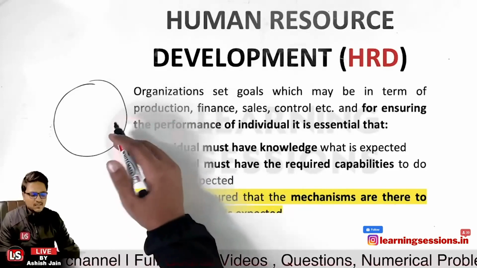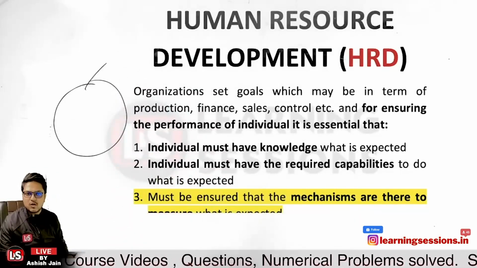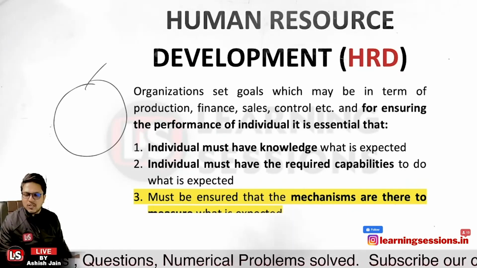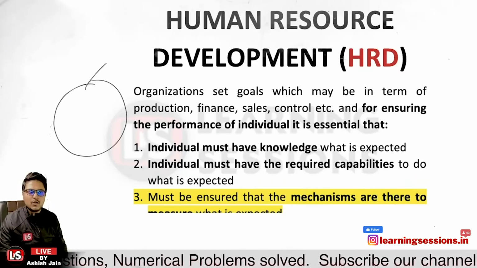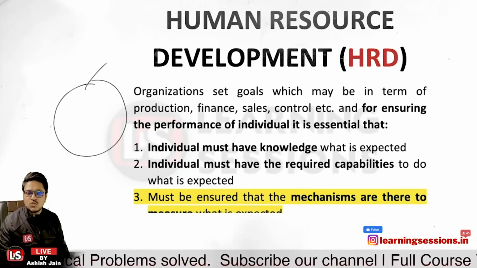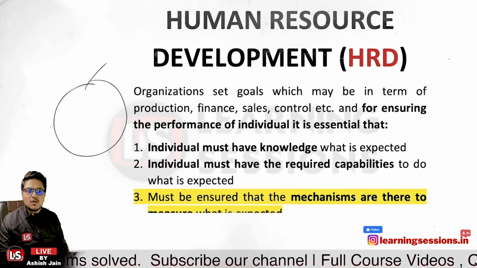Now, firm XYZ has some corporate objectives. It has some corporate goals, some corporate objectives which are to be fulfilled. It could be related to production, to sales, or to control. And further, so as to fulfill those goals, it must be ensured that the performance of the individual is very much necessary.